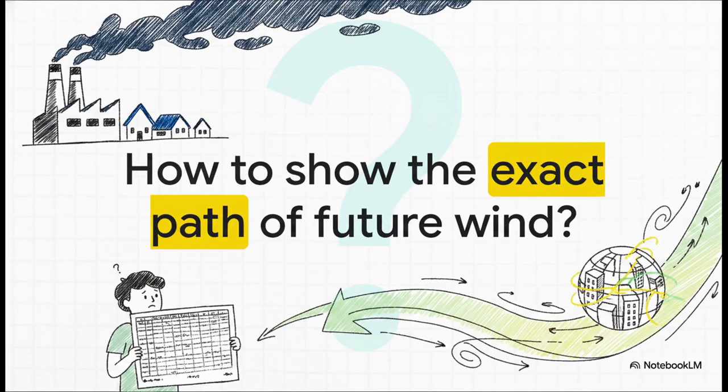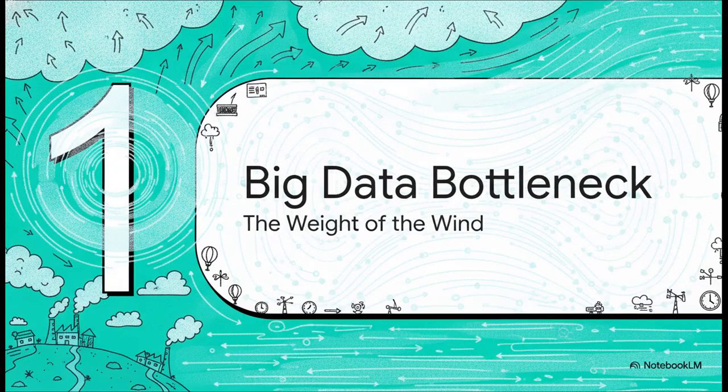How do we take that heavy, complex data and turn it into intuitive 3D maps that literally anyone can understand in a second? Which brings us to Section 1, the big data bottleneck, or as I like to call it, the weight of the wind.